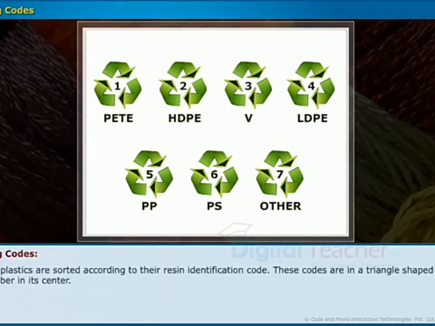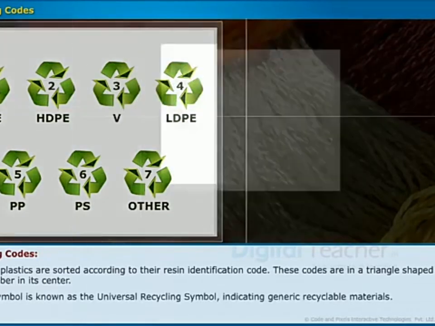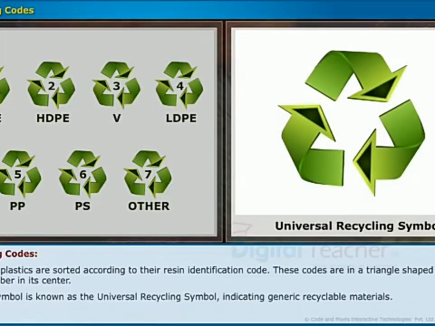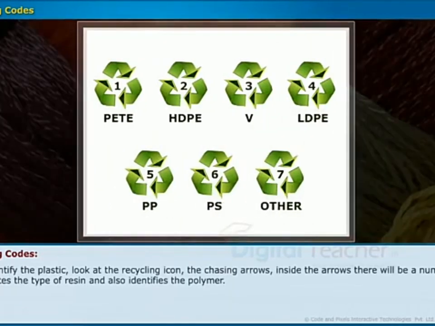These plastics are sorted according to their resin identification code. These codes are in a triangle-shaped symbol with a number in its center. The symbol is known as the universal recycling symbol, indicating generic recyclable materials. To identify the plastic, look at the recycling icon. The chasing arrows, inside the arrows there will be a number that indicates the type of resin and also identifies the polymer.